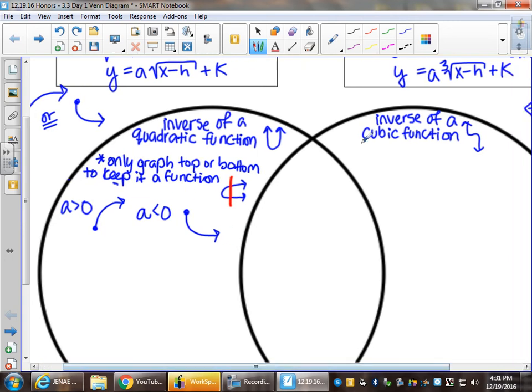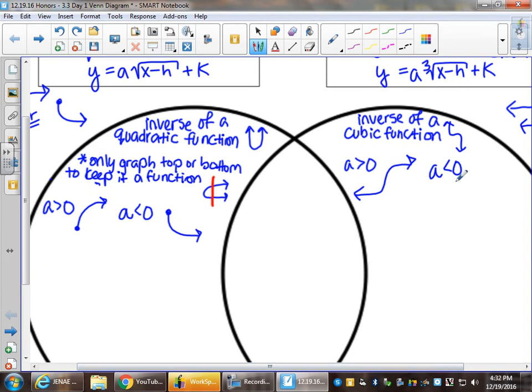If we come over here, same applies for our cube root functions. If a is greater than 0, starts low and increases left to right. If a is less than 0, starts high and decreases left to right.